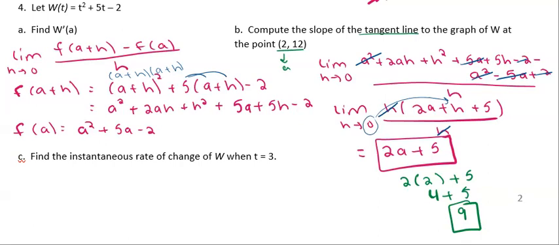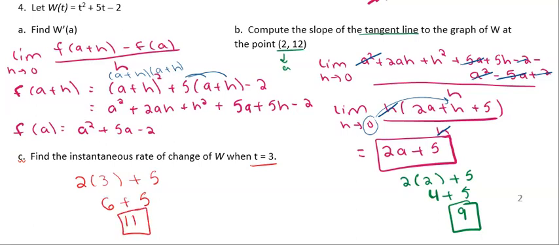For part C, it's asking us to find the instantaneous rate of change of w when t is 3. Well, the instantaneous rate of change, that means the derivative as well. Instantaneous rate of change means that our h is going to 0, and this is also the derivative. So now we need the derivative when t is 3. So that means that a from our initial formula over here now becomes 3 in our formula for the derivative. So 2 times 3 is 6, plus 5, 6 plus 5 gives us 11.